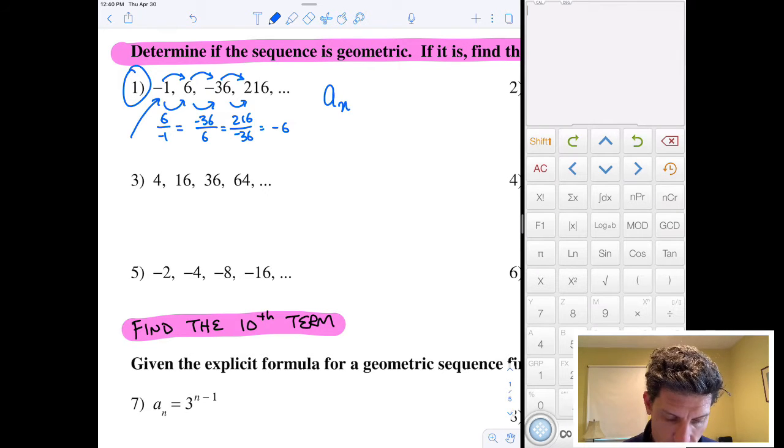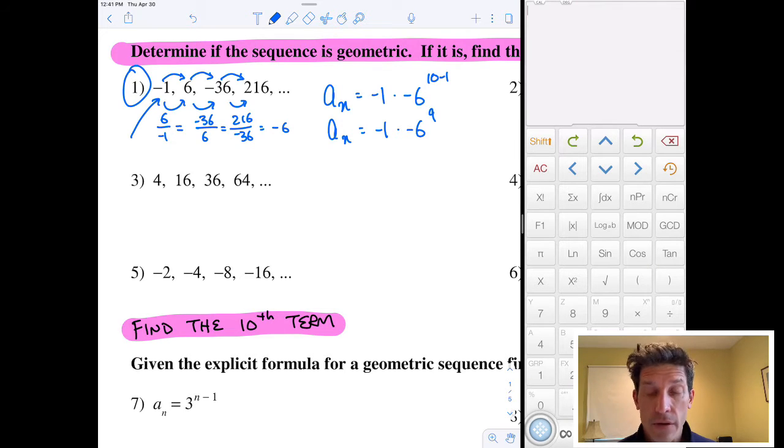So I'm going to write a sub n is our initial condition times the r, which in our case we determined was -6, to the n-1 power. So we want the 10th term, so it's the 10-1 power, or you could probably guess the 9th power. So a sub n is -1 times -6 to the 9th power. And I'm going to go ahead and use my calculator on this one.